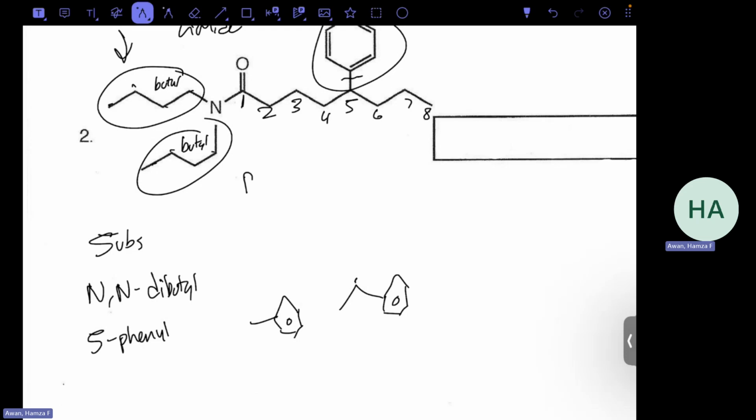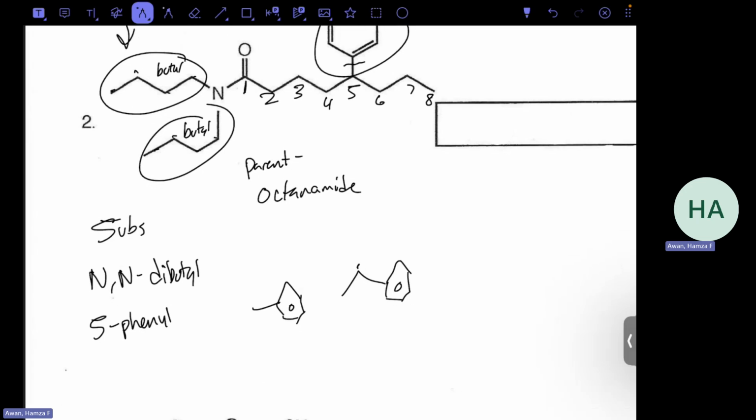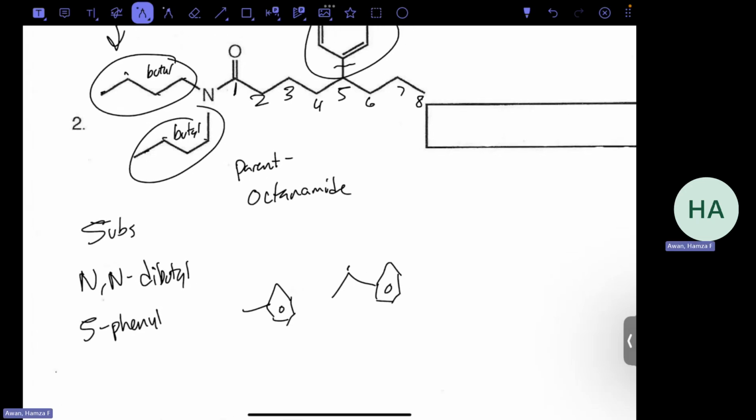And now to name the parent chain. So the parent chain is going to be an octane, right? So we have the octane, but then we're going to add amide because this is an amide, right? So octane, amide. In this one, we are going to be getting rid of the E for the octane. So we have octanamide, and we don't have to identify which number the amide is on because it's already assumed that it's on carbon 1.